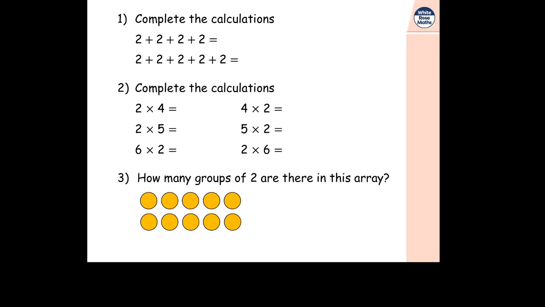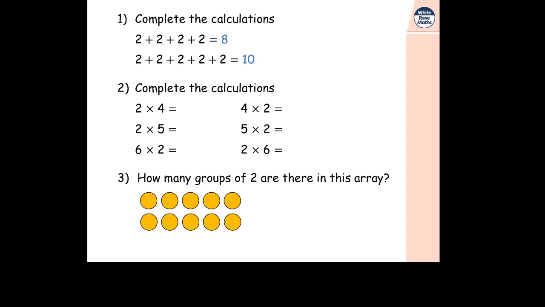Okay, you've all had a go at that, I hope, and you haven't cheated and just carried on with the video. So let's go through these answers. 2 add 2 add 2 add 2. You can count in twos on your fingers. So the first one is 8, and the second one is 10.